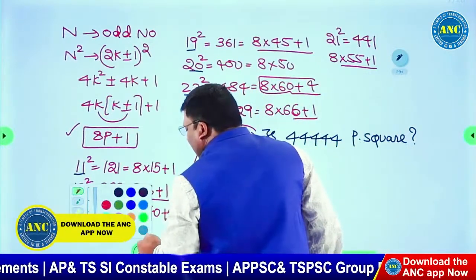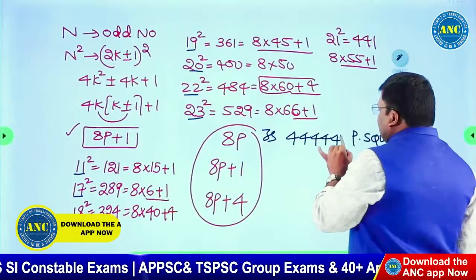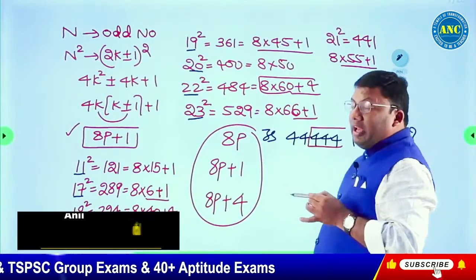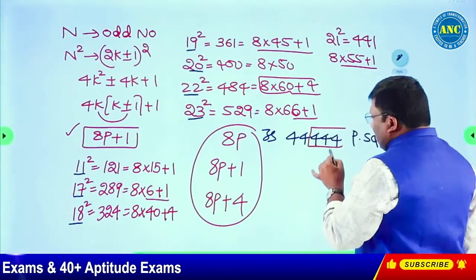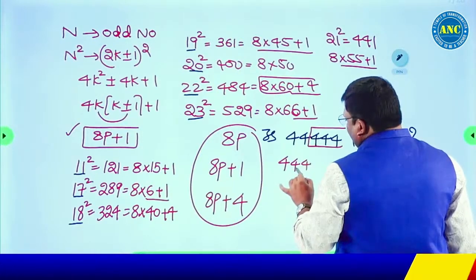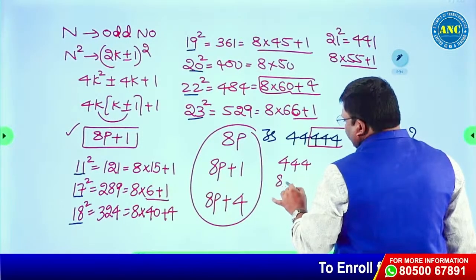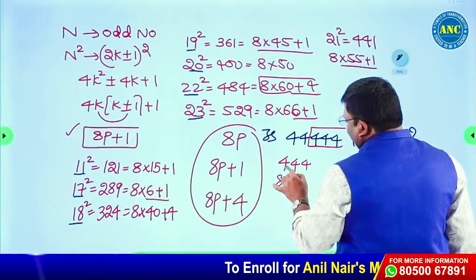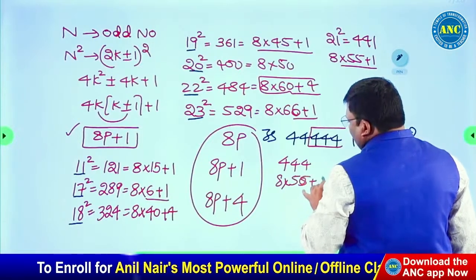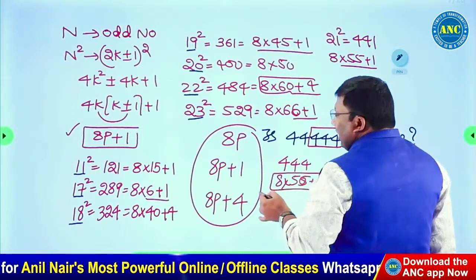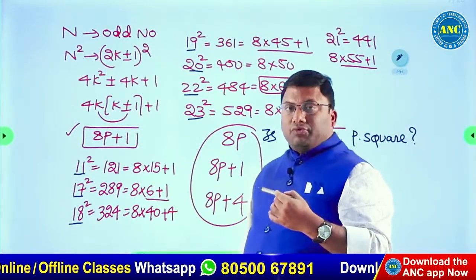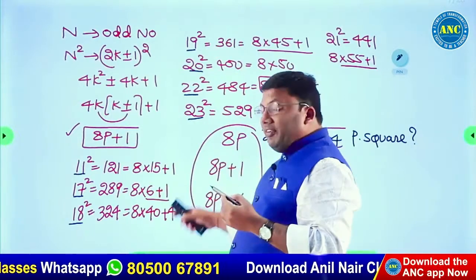Because you have listened to the class, easily you can tell. Anil sir said that if it is perfectly divisible by 4, it may or may not be. Check with 8. This is a very good example, sir. 444, it is 8 into 50, 8 5s are 40, plus 4. Sir, it is coming 8p plus 4. If it is not coming to be 8p or 8p plus 1 or 8p plus 4, then it is not a perfect square. If it is coming, how to do?